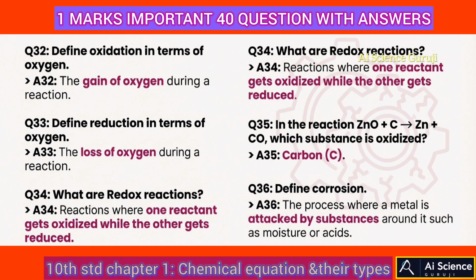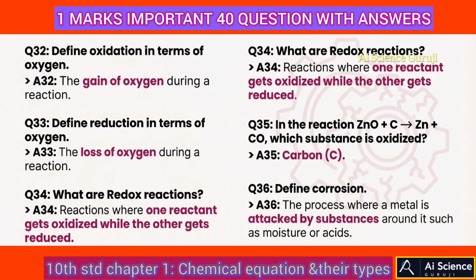32. Define oxidation in terms of oxygen. Answer: the gain of oxygen during a reaction. 33. Define reduction in terms of oxygen. Answer: the loss of oxygen during a reaction. 34. What are redox reactions? Answer: reactions where one reactant gets oxidized while the other gets reduced.